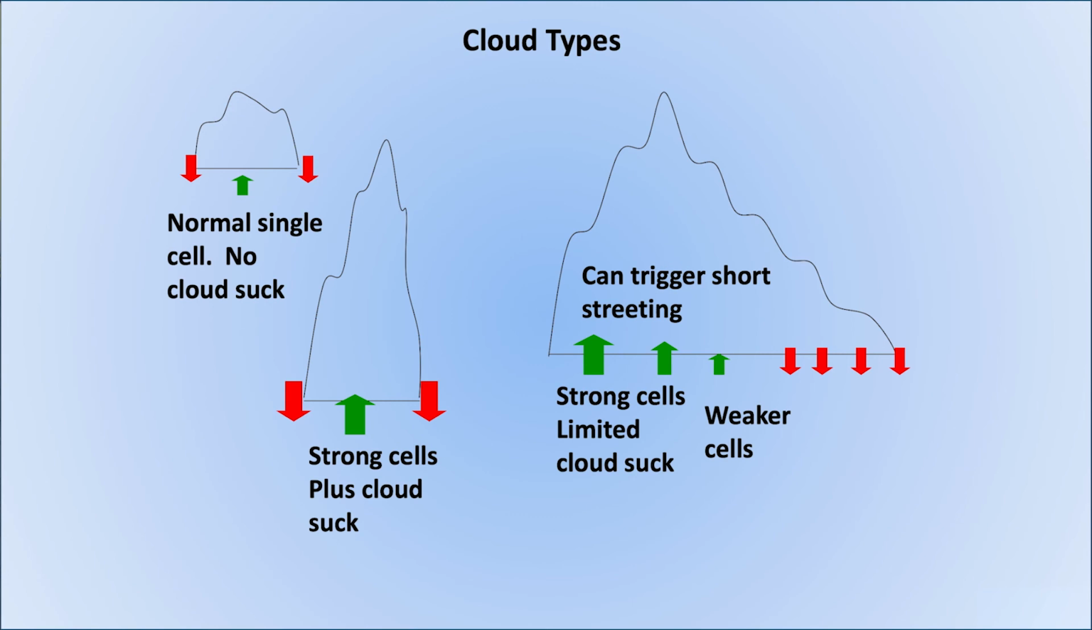Cloud types then. On the left we've got the normal single cell. There'll be no cloud suck. If you've got a towering cumulus, then you're going to get strong cells and quite possible cloud suck. When you get a much broader cumulus, you'll get strong cells, very limited cloud suck. Occasionally it can occur, and you get weaker cells within it and bigger areas of sink as the cloud decays.